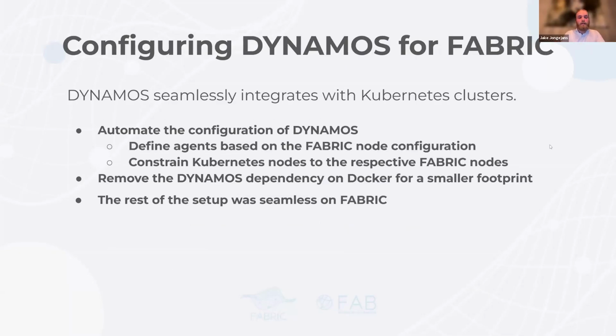With that, we can configure Dynamos for Fabric by interfacing with this Kubernetes cluster. Dynamos is built on top of Kubernetes and automatically sees this Kubernetes cluster and is able to configure itself using these nodes. We can, again, automatically configure all of the nodes that we added to the Kubernetes cluster to be exposed to Dynamos, either as an agent or a third party.